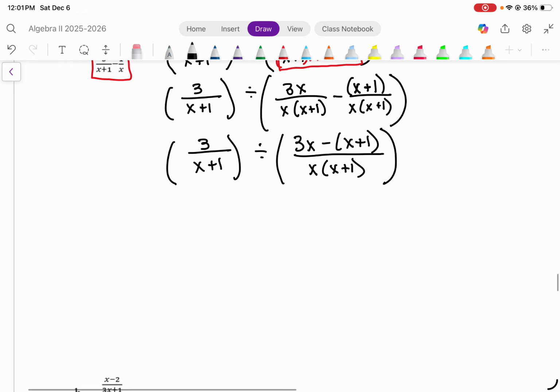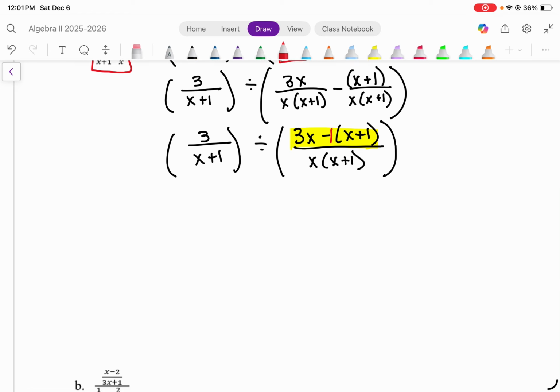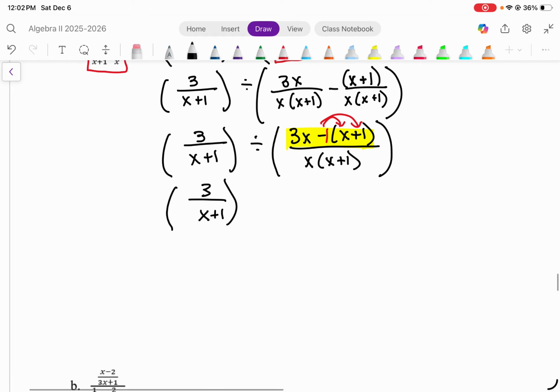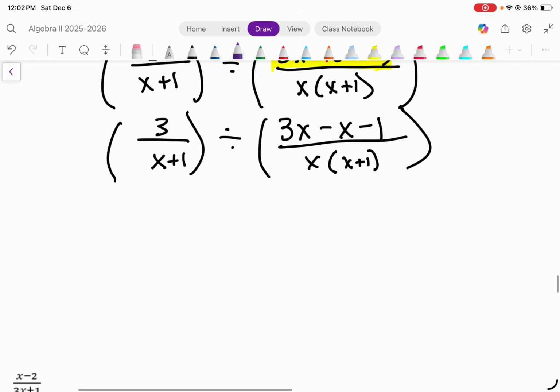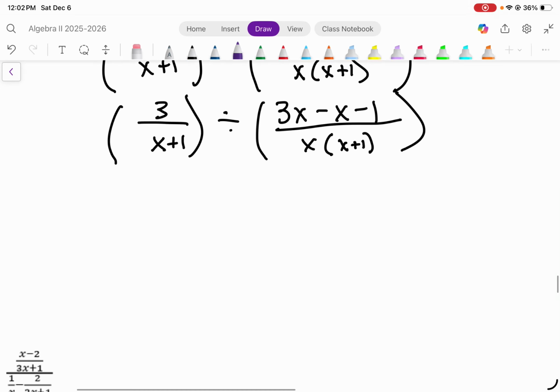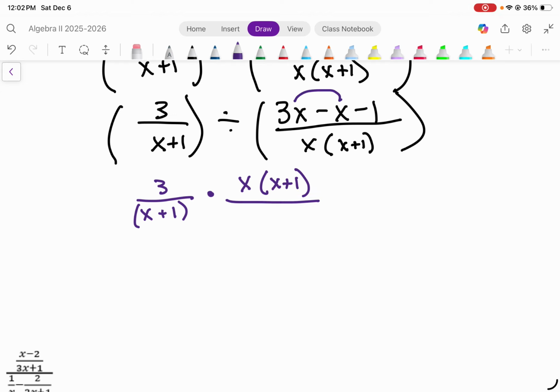Now, before we divide, we are going to simplify our numerator. So I'm going to distribute this negative and combine my like terms. So we would have 3x minus x minus 1 all over our common denominator. Then we can combine our like terms. While I do that, I'm going to do my step of changing it to multiplication all at the same time. So my first fraction is going to stay the same. And then I'm going to change it to multiplication, and I'm going to flip my second fraction. So that x times x plus 1 would move to the top. And then on the bottom, once I combine my like terms to get 2x minus 1, that'll go on the bottom.